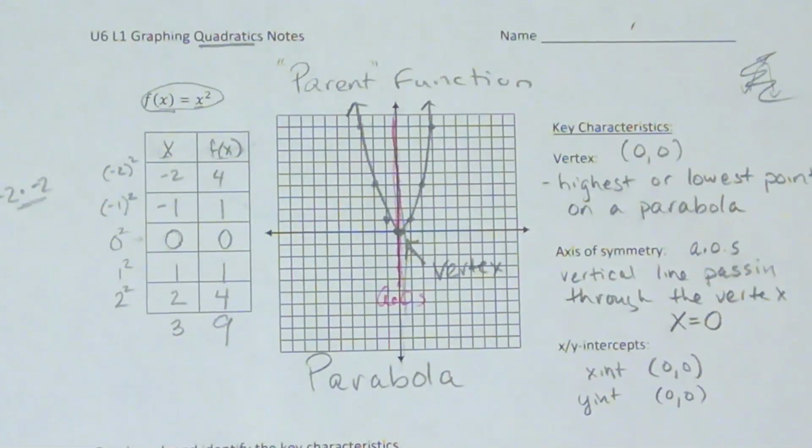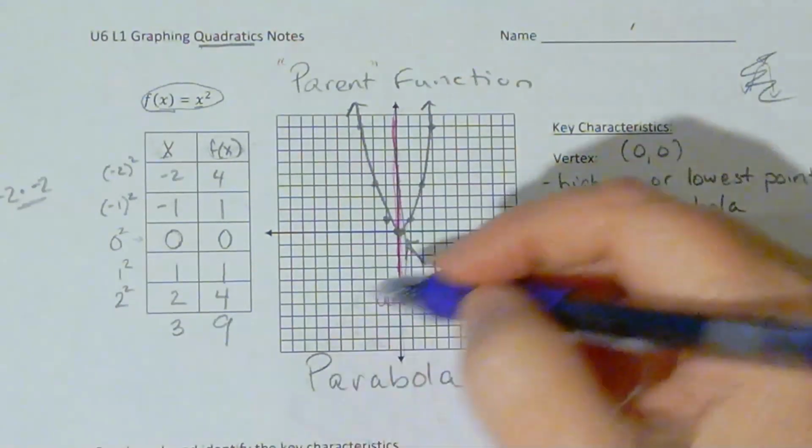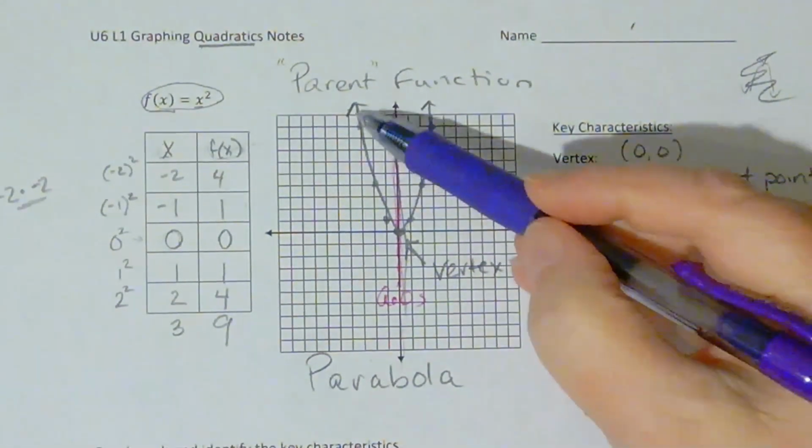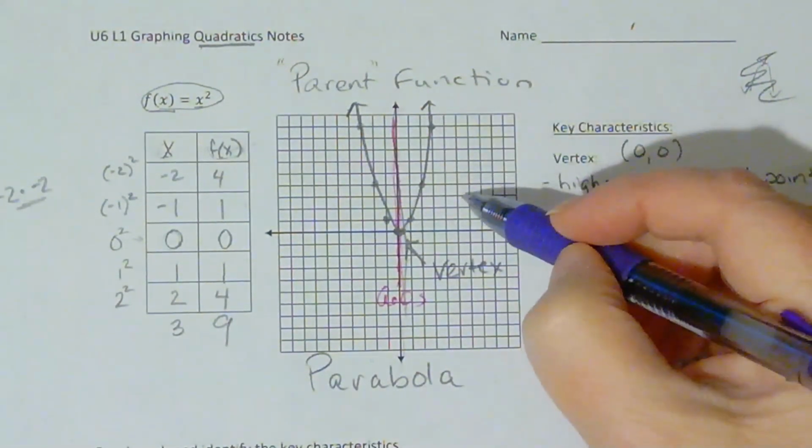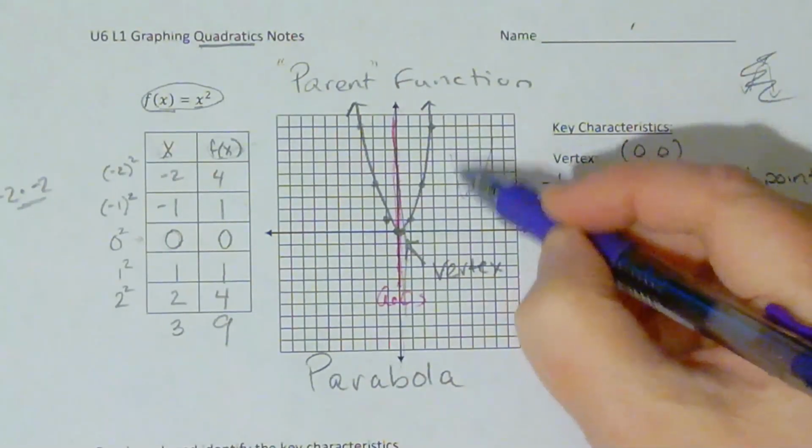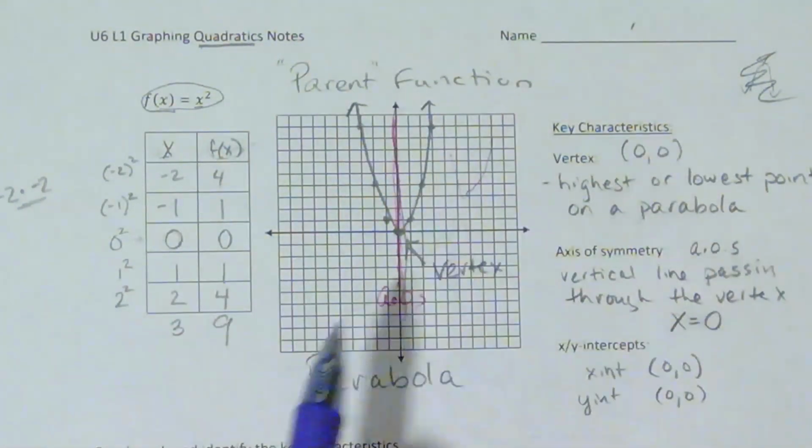This one is called the parent function, and you can see how the vertex and the x- and y-intercepts are all the same. So what we're going to be doing in this unit, and you don't need to write this in your notes, is taking this same graph and maybe moving it over so the vertex is up like this, or moving it all around, shifting it. We may stretch it out or compress it, but everything we do in this particular unit is going to be based off of this parent function.